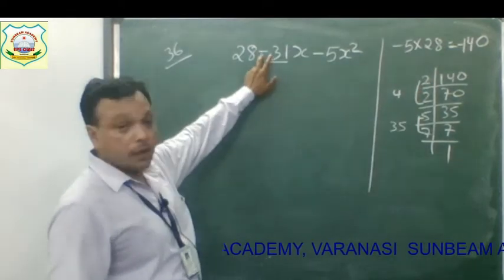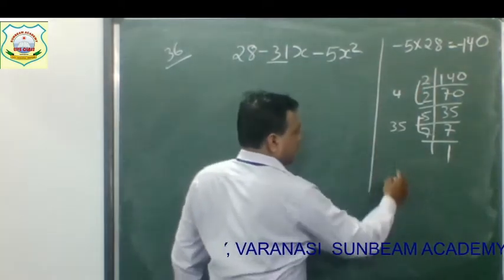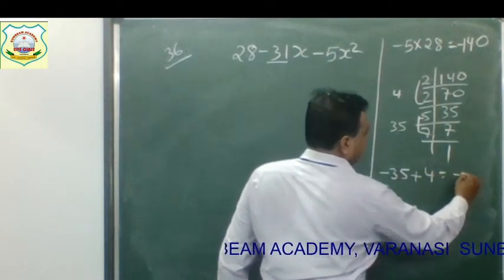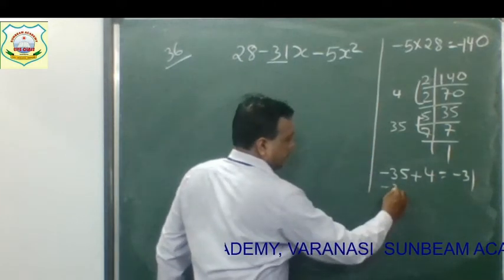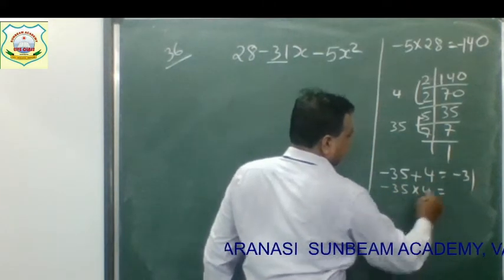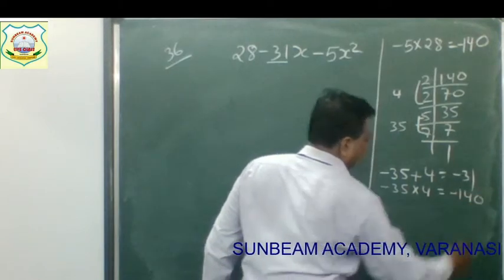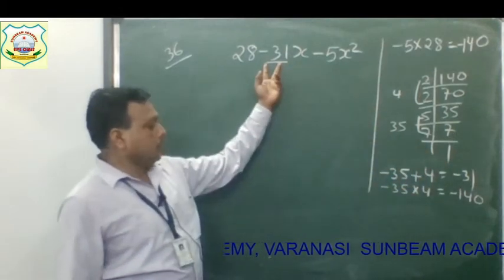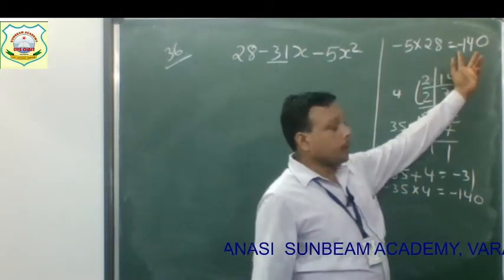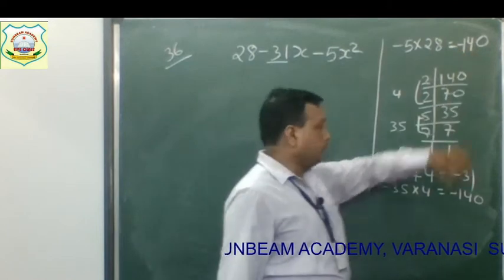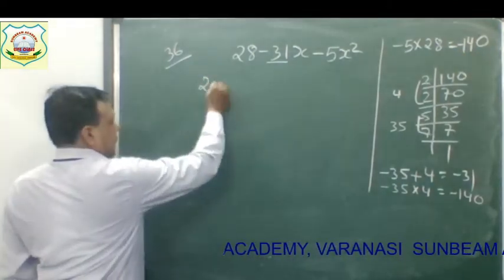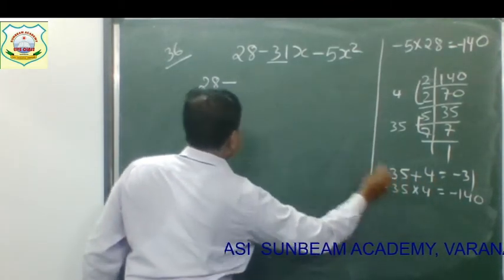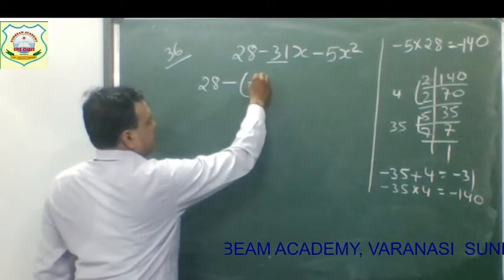But here minus 31 is given. So the sign of the 35 should be negative and plus 4. Then we will get minus 31, and minus 35 multiplied by 4, we will get minus 140. Now students, we can see minus 31, minus 140, so both we have got here. 28 is here, we will write as the same. 31, so 31 minus 35 plus 4.